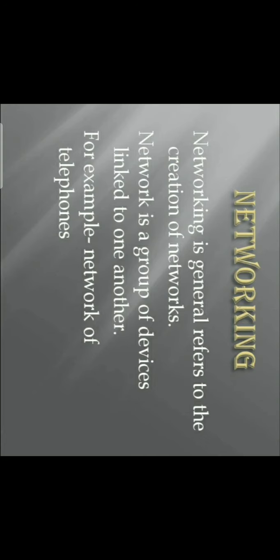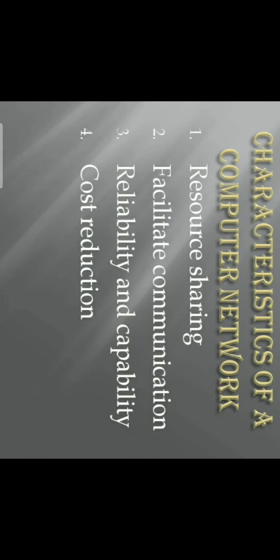Okay, next is characteristics of a computer network. First one is resource sharing, second is facilitate communication, third is reliable in capability, and the fourth one is cost reduction. So these are all the characteristics of a computer network. Resource sharing means we can play a CD music from one computer while sitting on another computer. Okay, this is known as the resource sharing. We can use a printer which is connected to one computer and print from a different computer. This is known as resource sharing.